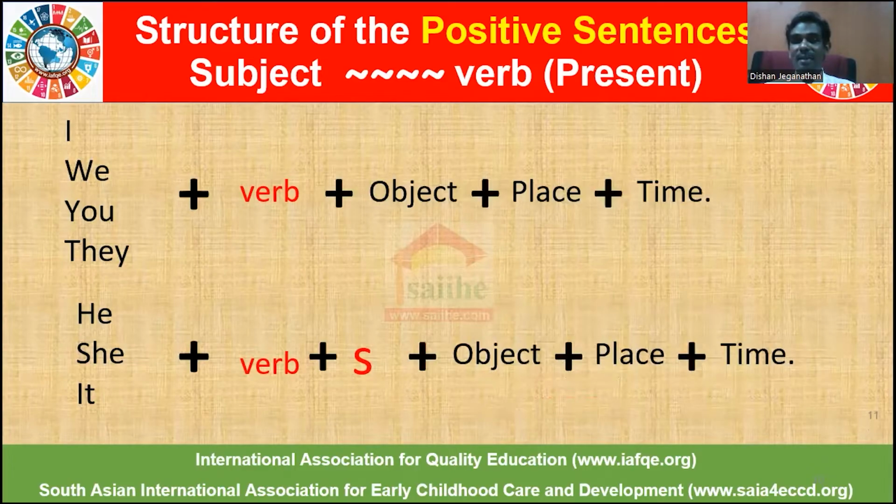Let's look at the expanded form. So you have a subject followed by the verb and an object to make a meaningful sentence. And you could also expand the sentence by adding place and time. I, we, you, they are followed by a verb and an object with place and time. Whereas he, she, it are followed by a verb with an S and an object with place and time.